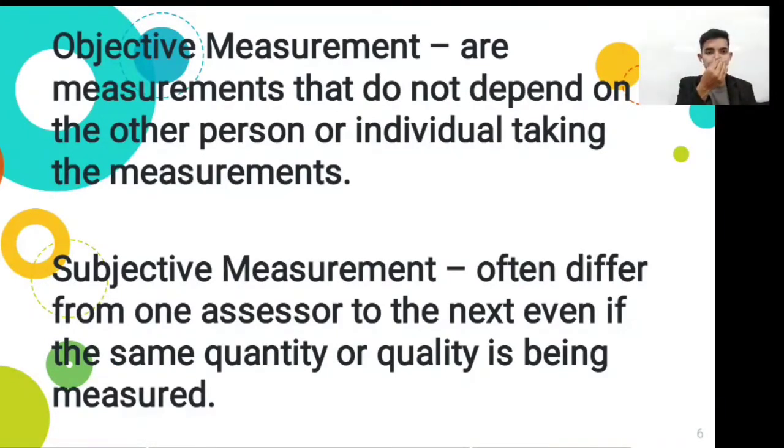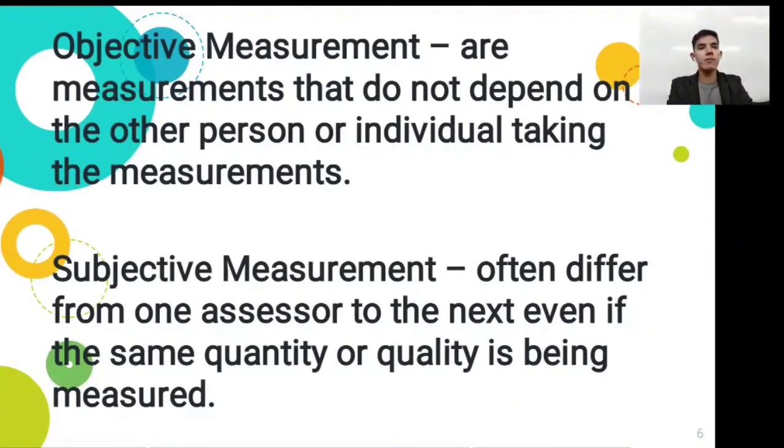In objective measurement, these are measurements that do not depend on other persons or individuals taking the measurements. So, pag sinabi natin objective measurement, ito yung type of measurement na nabibilang. This is also a type of measurement that is very specific. Okay? Ito yung direct to the point na tinatawag na measurement. So, let me give you examples of objective measurement.